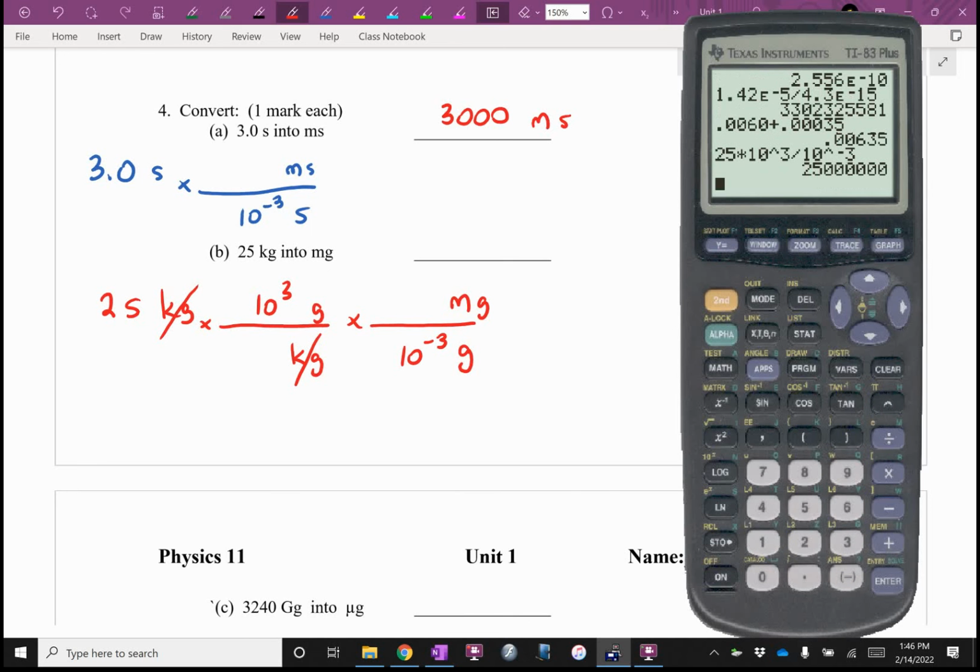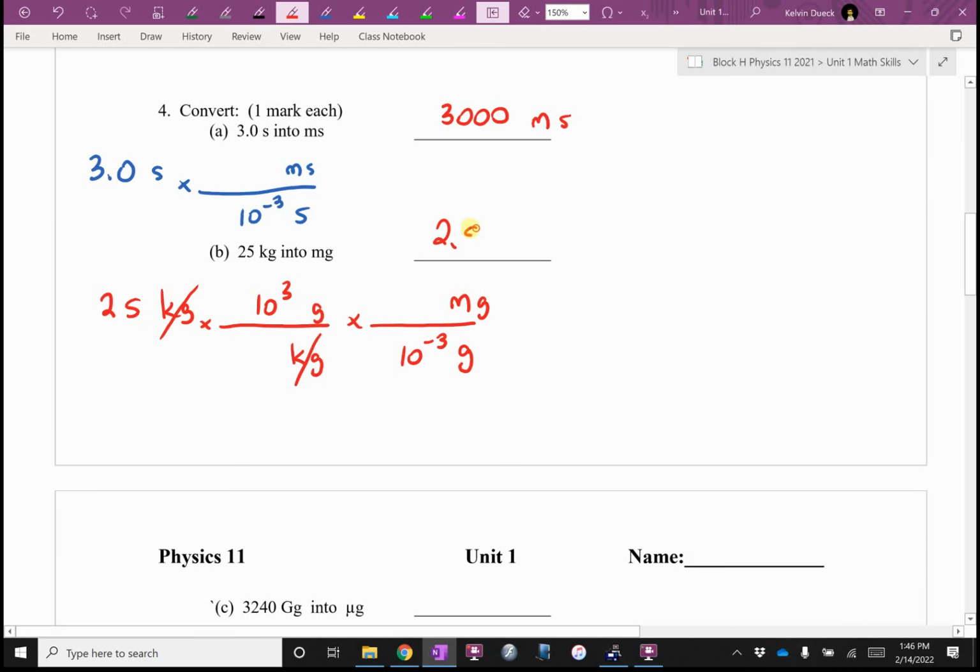And I think when I do that, I'm going to write this in scientific notation because it's less work. If you wrote a 25 followed by 6 zeros, full marks. But I'm going to write it as 2.5 times 10 to the 7th milligrams because that's less writing.